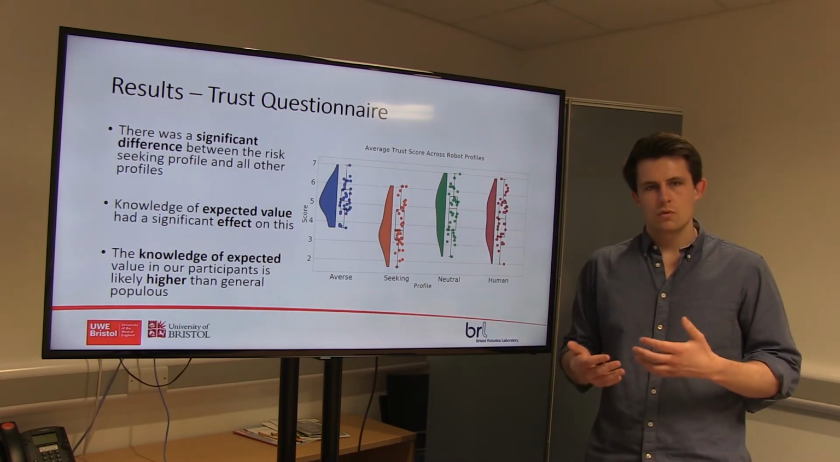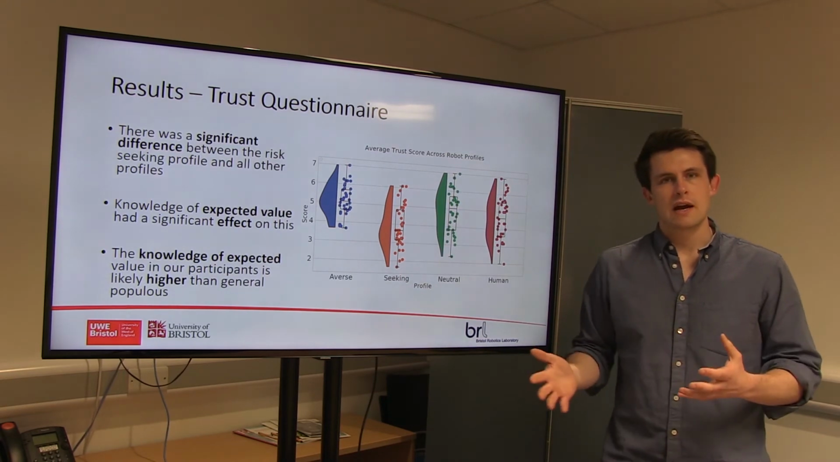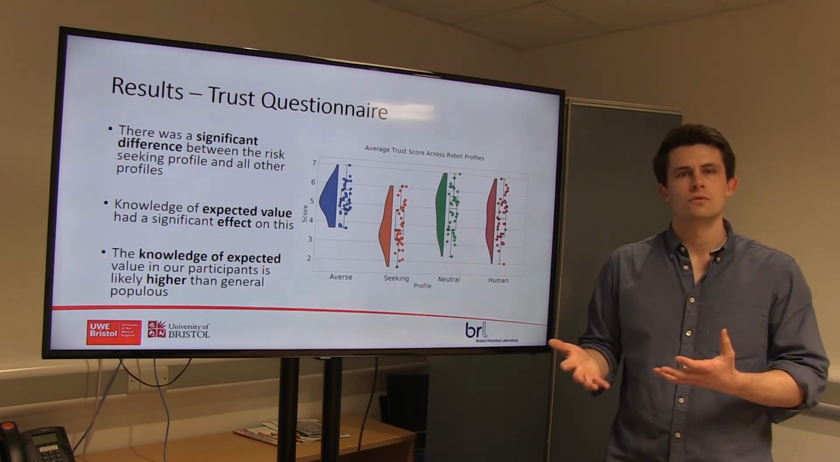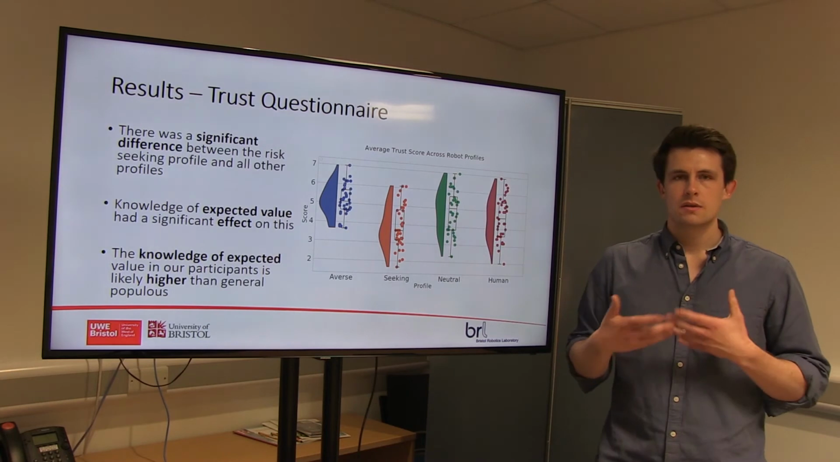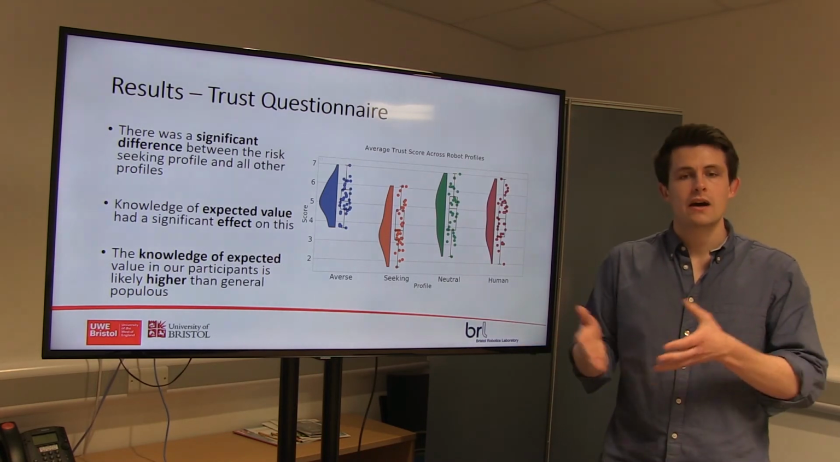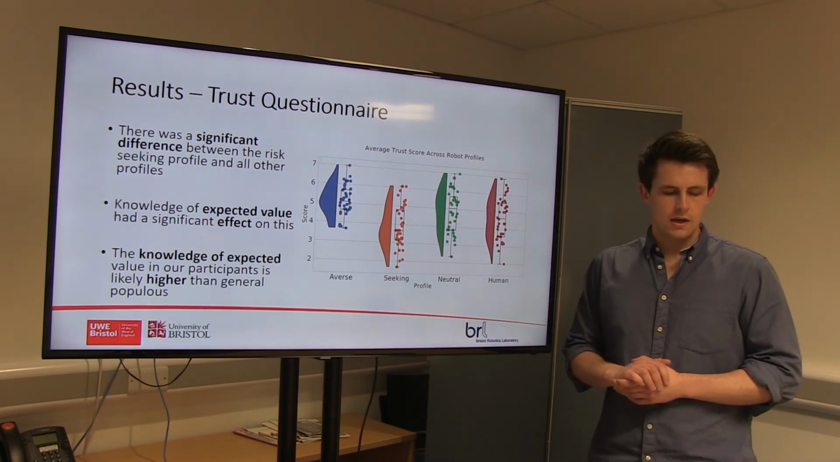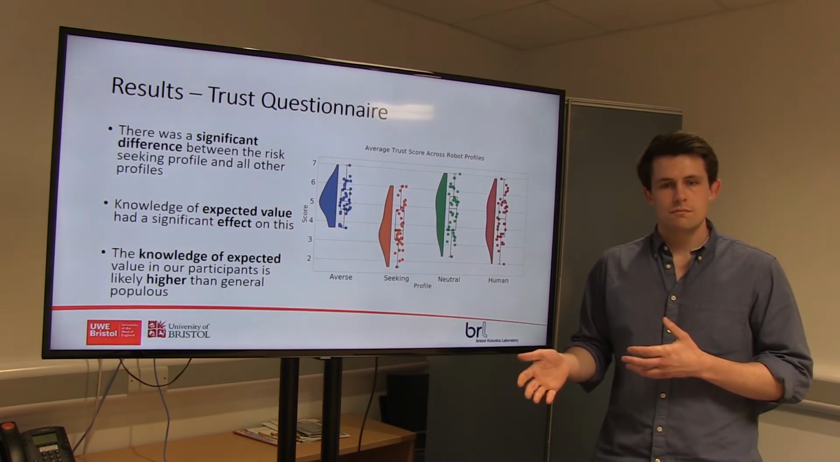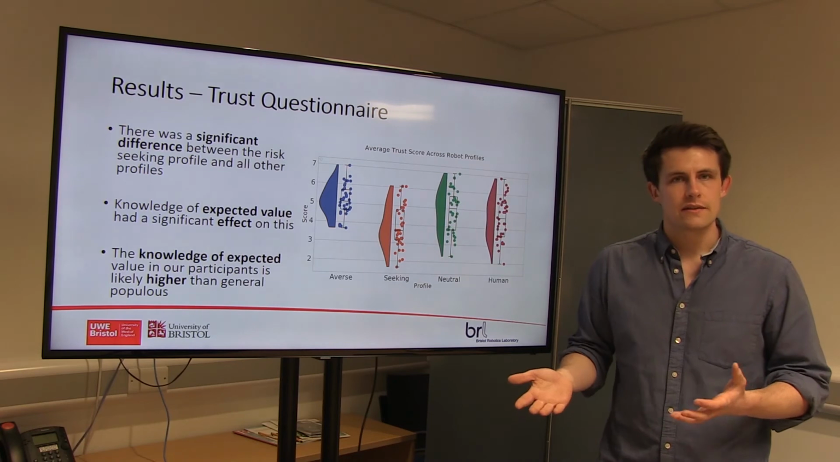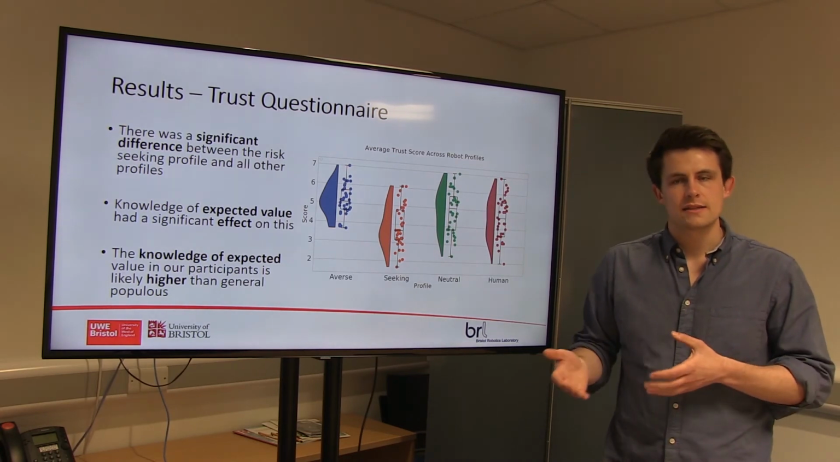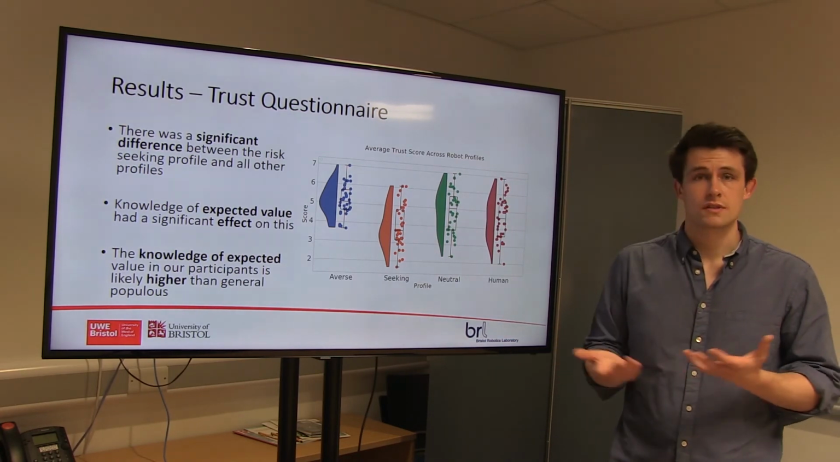And it's interesting to note, we deliberately recruited from a technical background as our end goal was for a nuclear environment. So our users tended to have a higher knowledge of expected value than you would find in the general populace. So if you were maybe looking to use this in something like assisted living, where knowledge of expected value is less, it might be that the human approach to risk scored higher.